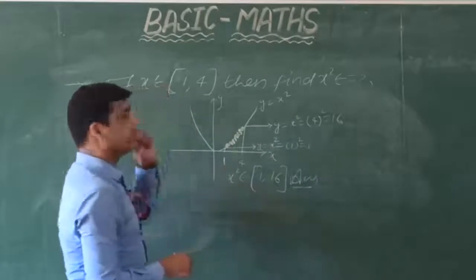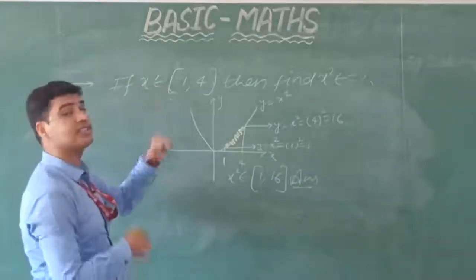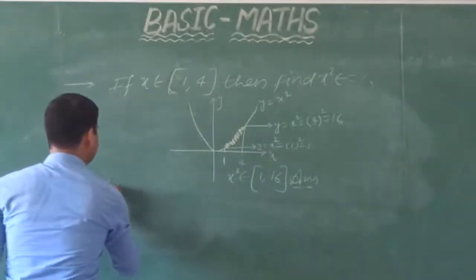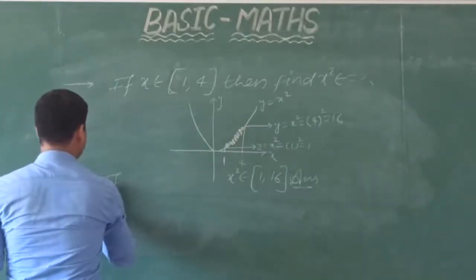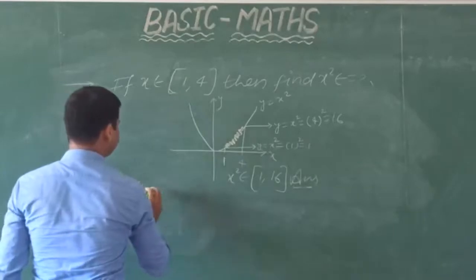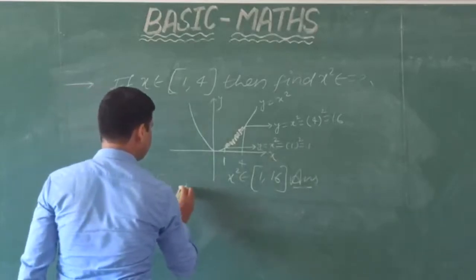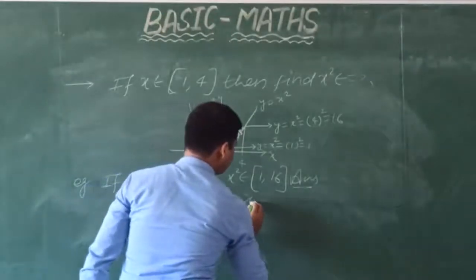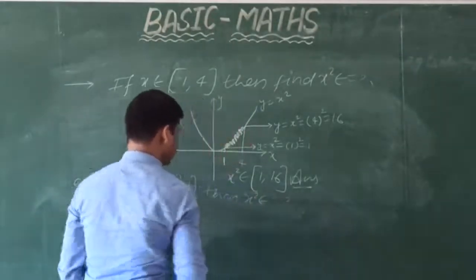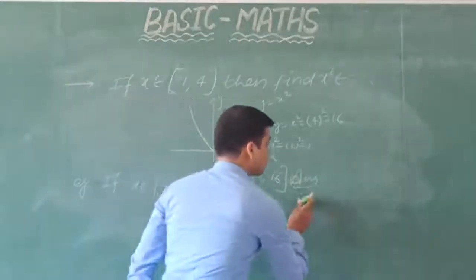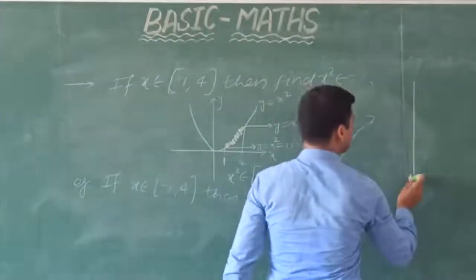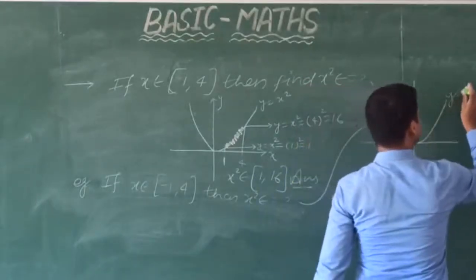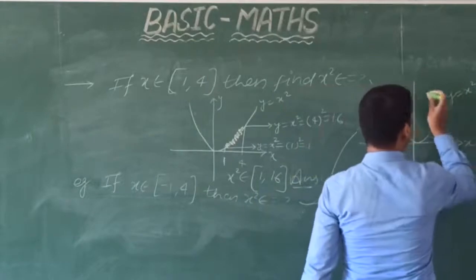Now we will discuss negative values, means if x belongs to minus 3 to 4, then what is the value? See this here. Suppose, for example, if x belongs to minus 1 to 4, same with negative, minus 1 to 4, then x square belongs to, what is the value of x square? Same as before we are going to do here. We know that this is the graph of y equals x square. Okay, this is x axis, this is y axis.